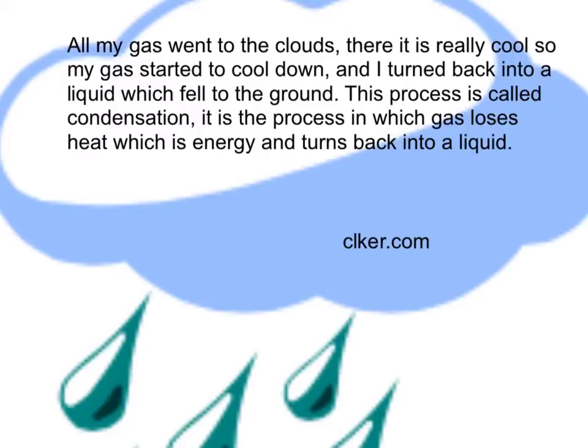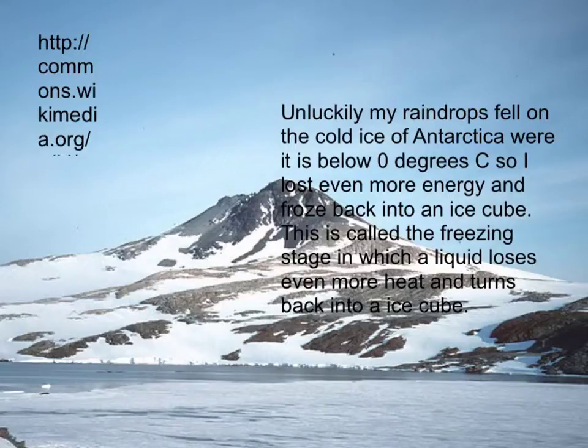Slowly, my gas started turning back into liquid, which became rain and fell to the ground. This process is called condensation. It is a process in which a gas loses heat, which, as I always say, is energy, and turns back into a liquid. Finally, all those raindrops fell on the cold ice of Antarctica, where it is below 0 degrees Celsius. So I lost even more energy.